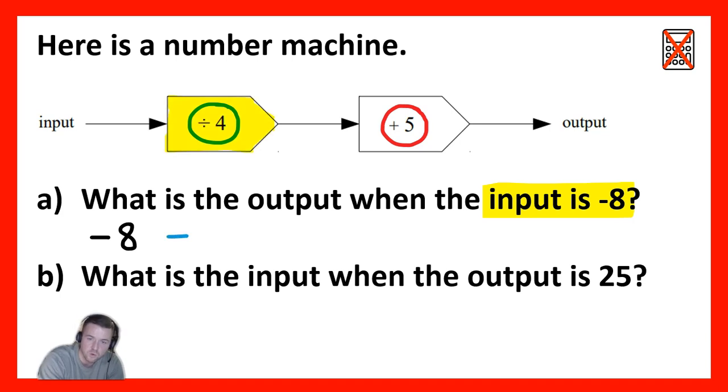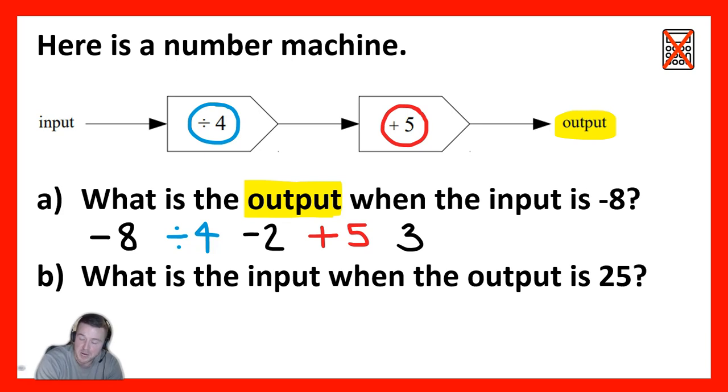The first rule is to divide by 4. -8 divided by 4 is -2. After applying the first rule, there's another rule where I then need to add 5, and -2 plus 5 gives me +3. This gives me my output, which in this case would be 3.